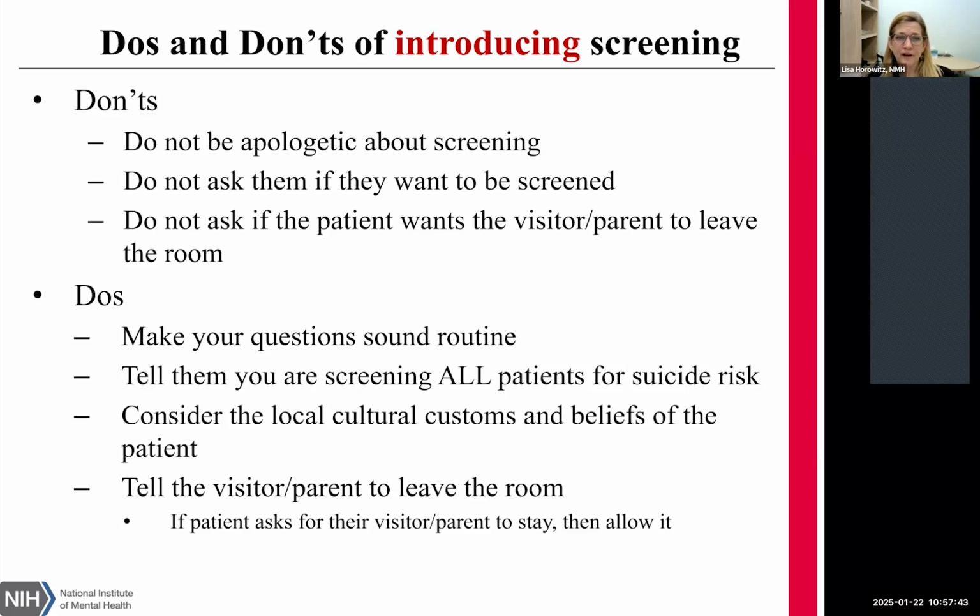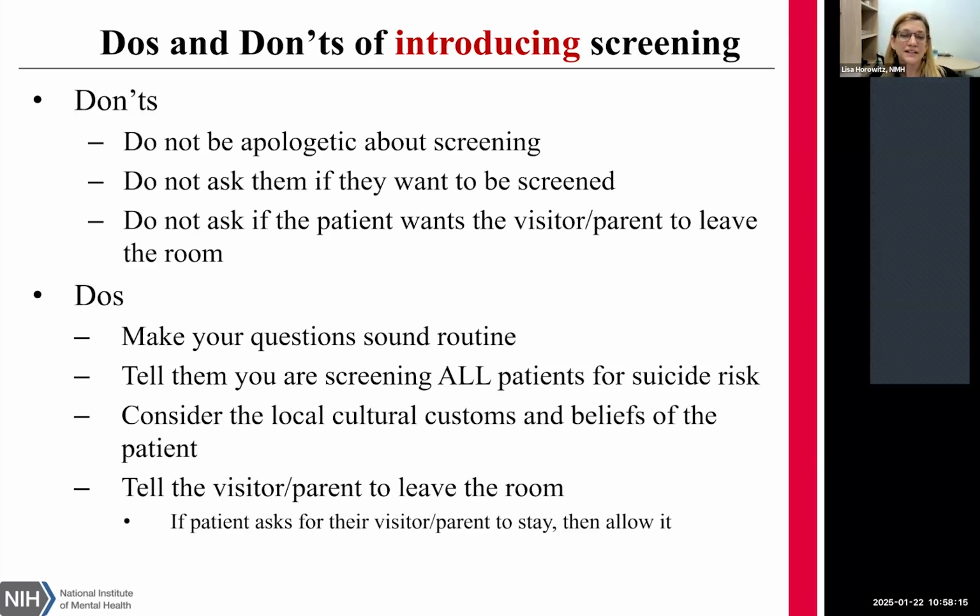It's important in your script to say that you're screening all patients for suicide risk. The reason that's important is because there are some patients that might feel like you're picking on them. Why do you think I'm crazy? Why are you asking me? You preempt that because of the stigma, and you say, we care about everybody's safety. We're screening all patients over the age of 8, so you're getting screened too today.